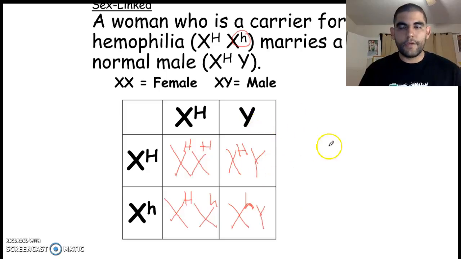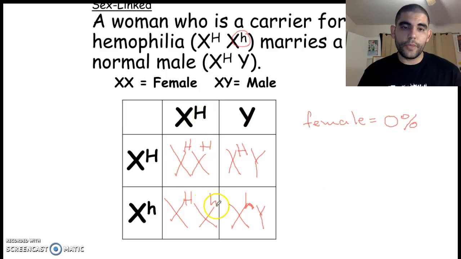Okay, so if I were to ask you a question, what are the chances of this couple having a girl who has hemophilia? So having a female with hemophilia will be 0% chance. There's 0% chance of them having a girl that's going to have hemophilia. Now, the girl could be a carrier, as you can see, but she's not going to have the disease because she has that dominant allele as well.